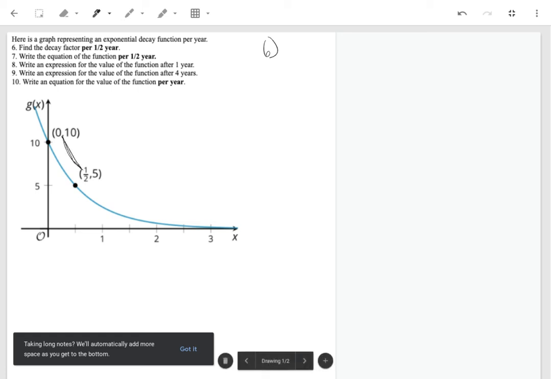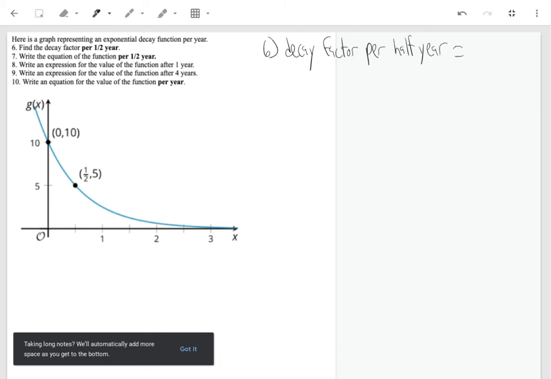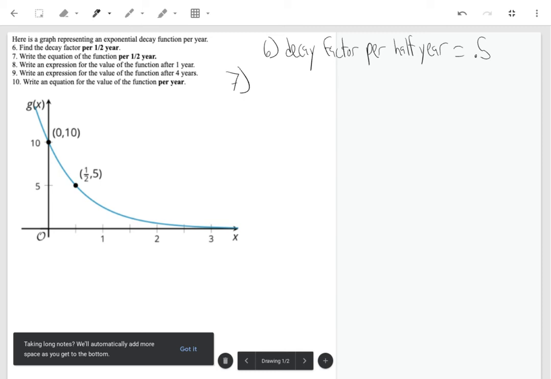So my original decay factor is going to be per half year. And notice it goes from 10 to 5. Going from 10 to 5 means it's halving. So my decay factor per half year is 0.5, a half. Number 7, write the equation of the function per half year.